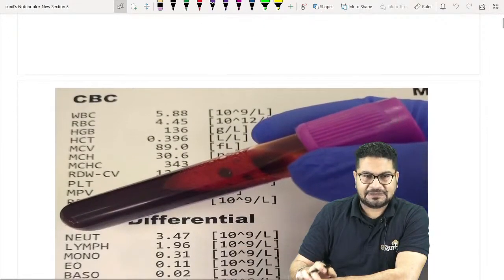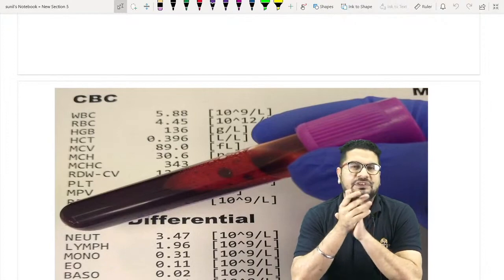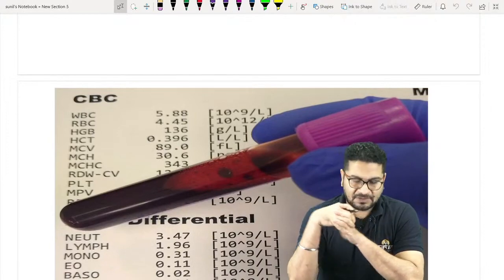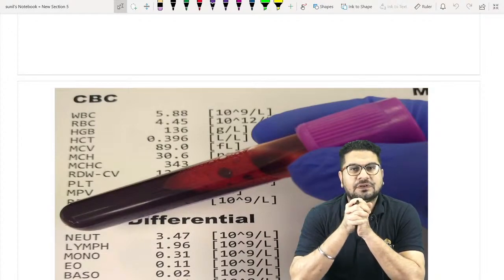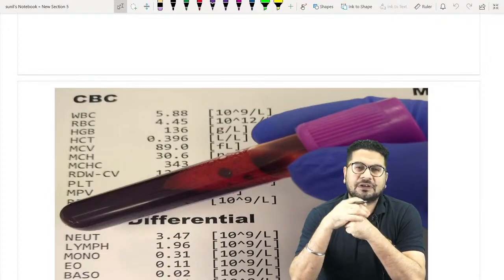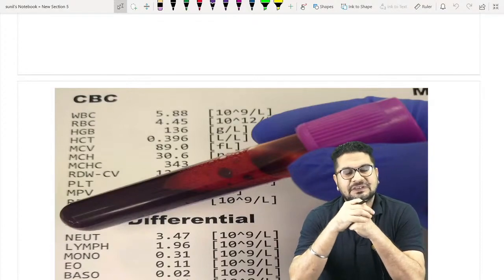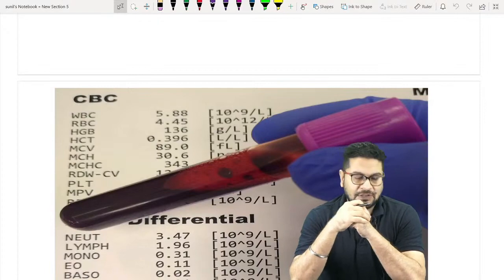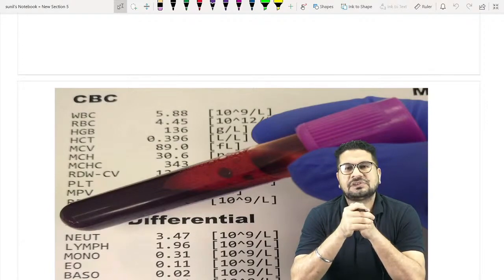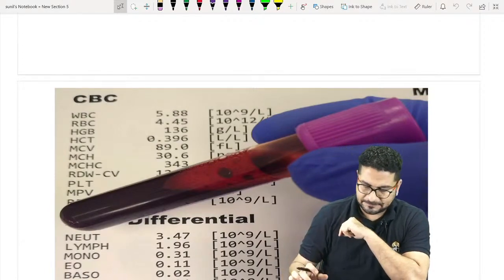If I say, by seeing this report, we call this a CBC report. CBC means complete blood count. This is a part of routine investigation, and it gives you a lot of information. So we should interpret a lot of things from the CBC report. We can see hemoglobin, RBC count, MCV. So today I'll teach you how to approach a patient by seeing the CBC report.